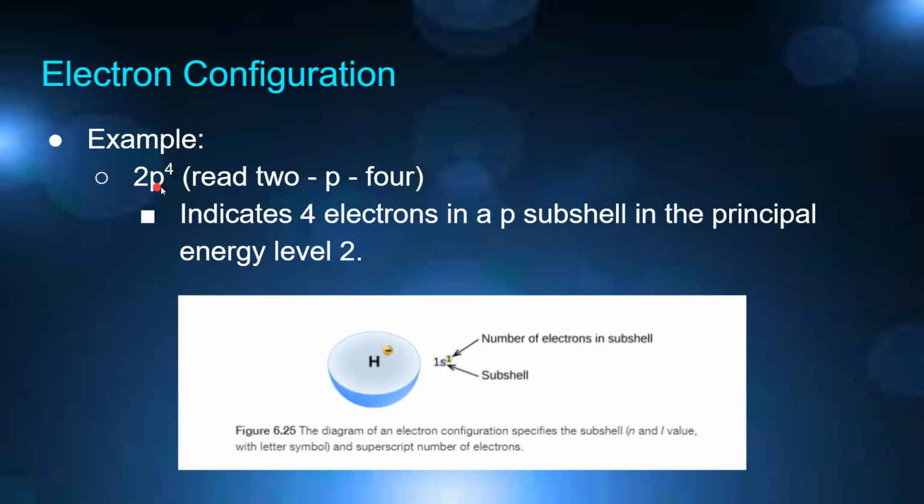So for example, if we have 2p4, we're going to literally read that as 2p4. This indicates that there's 4 electrons in the p subshell of the second energy level. So energy level 2, because that's what is out in front, the p subshell, and there's 4 electrons in that p subshell. As you can see, there's another example down here. 1s1 indicates there's 1 electron in the s subshell of the first energy level.